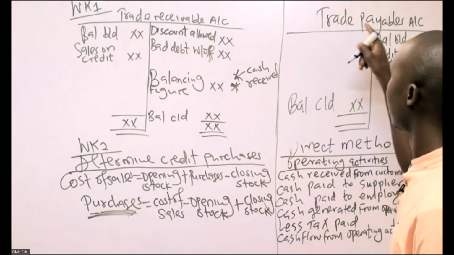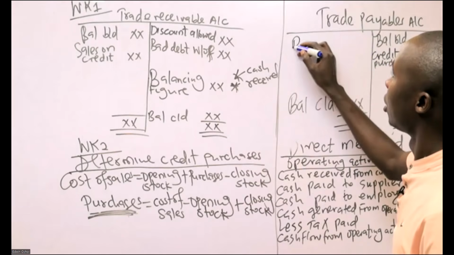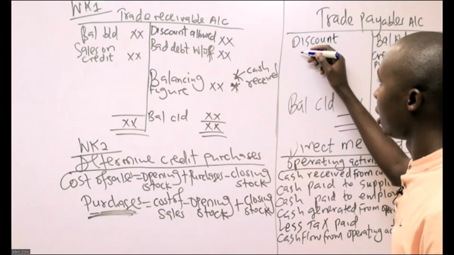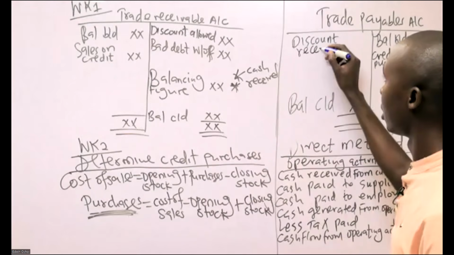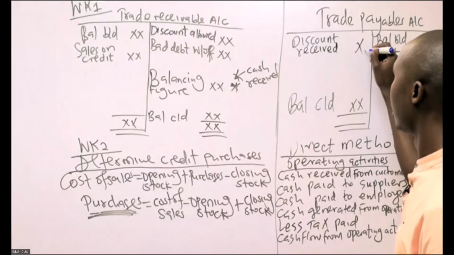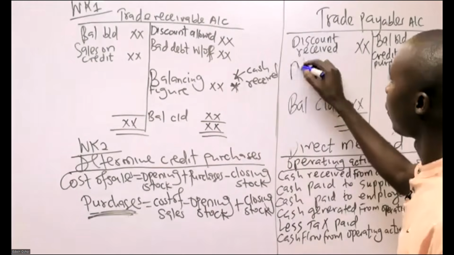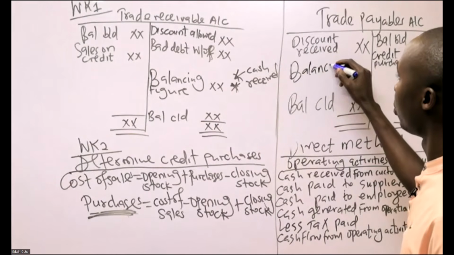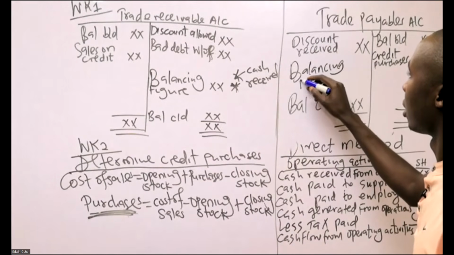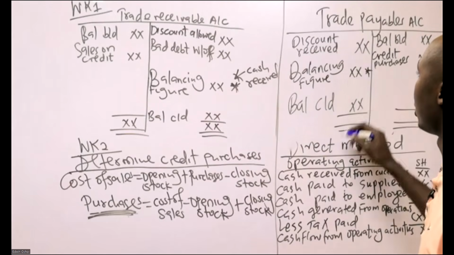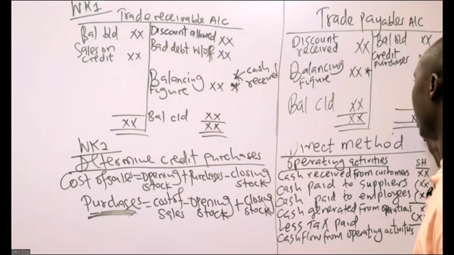What can reduce your creditors balances? If the supplier gave you a discount. So discount received. If you received a discount, then the balancing figure now is what you paid the supplier.